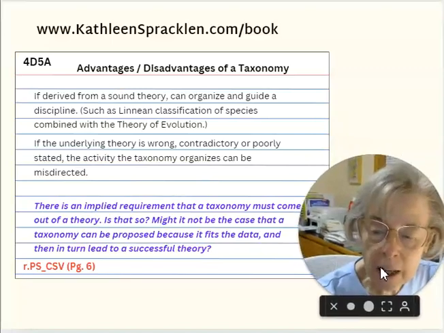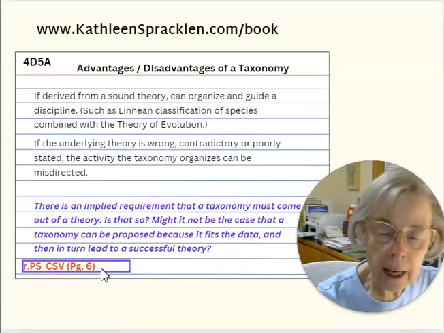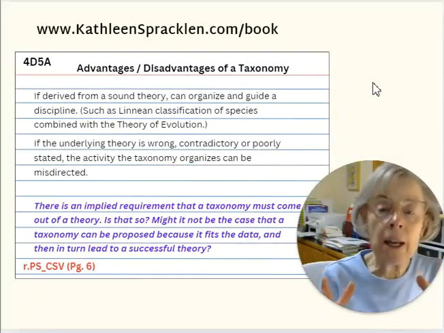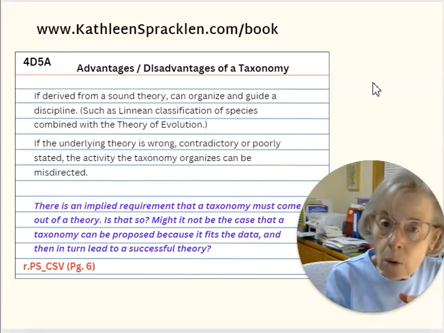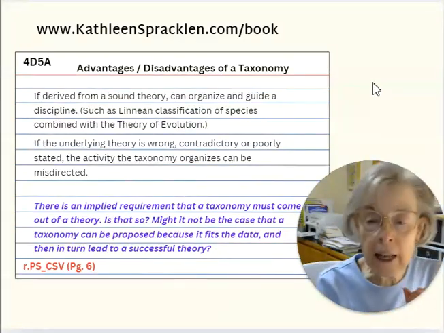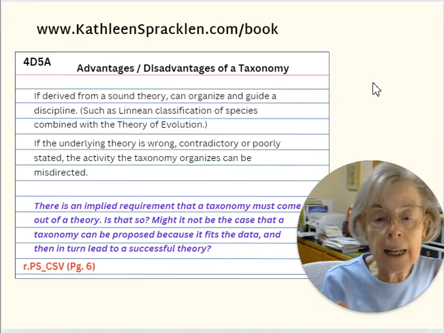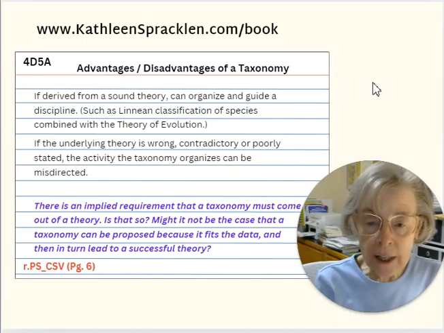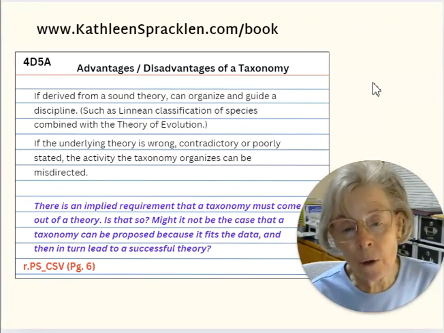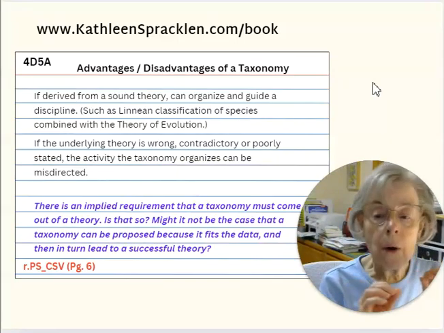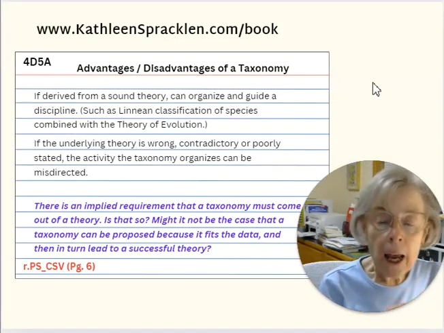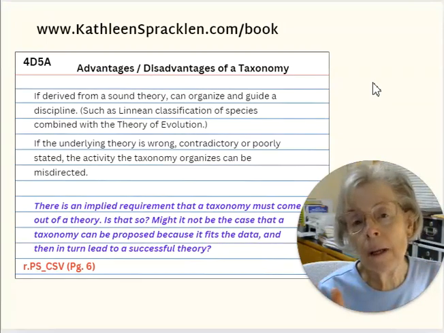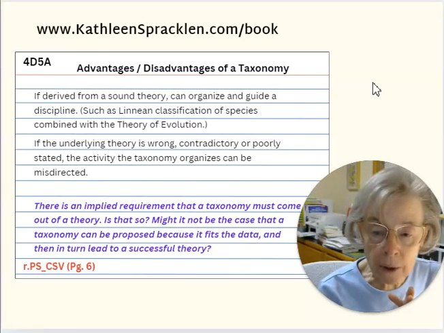Okay, here was that extra information if we read on in Character Traits and Virtues, where they basically are telling us that if the underlying theory of the taxonomy is sound, then it can guide a discipline. And they specifically give as an example the Linnaean classification system when combined with the theory of evolution. And then they say, but whoa, if the underlying theory is wrong, if it's contradictory, if it's not well stated, then it can be a misdirection. It can do more harm than good.